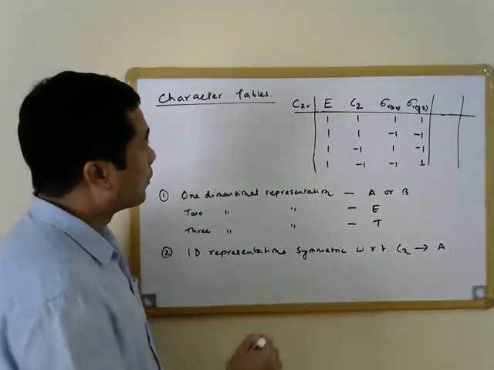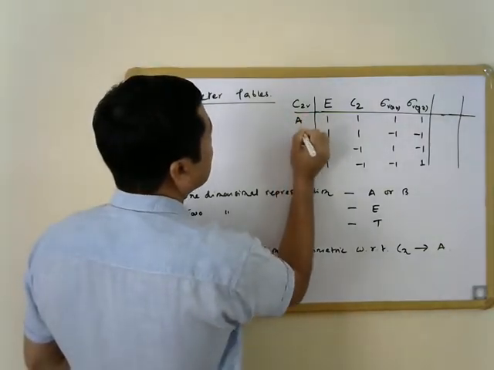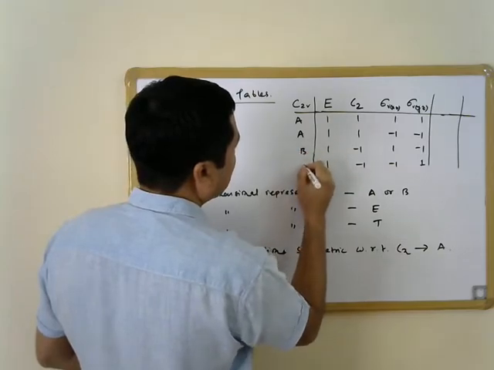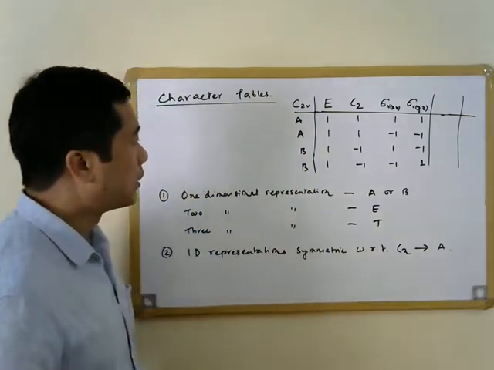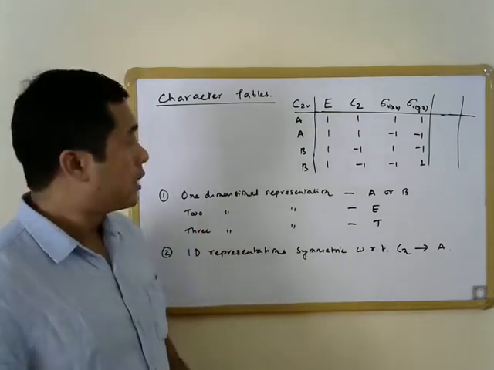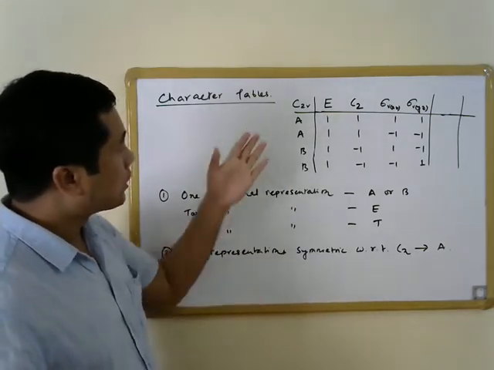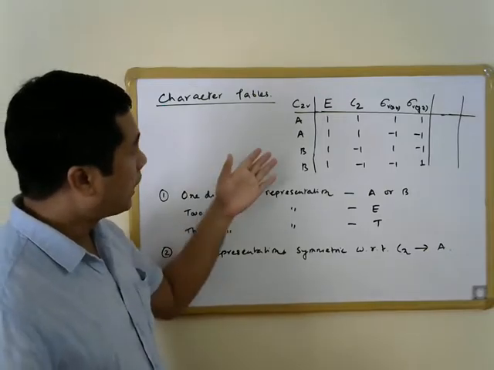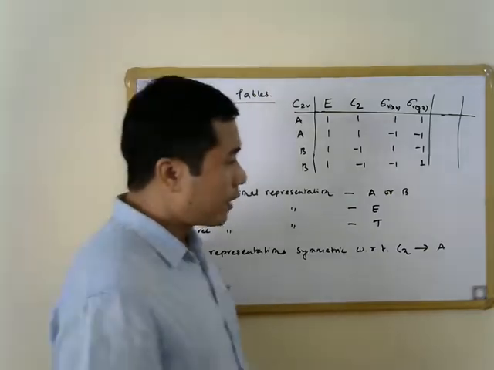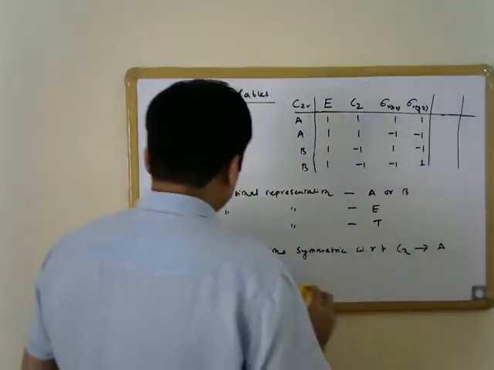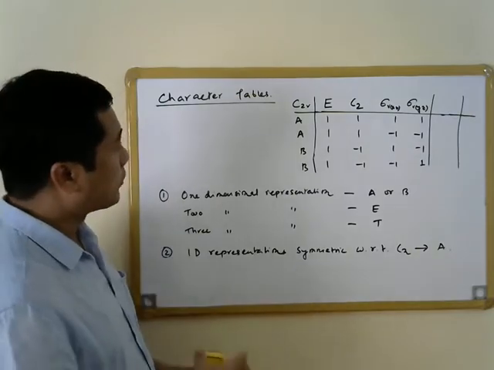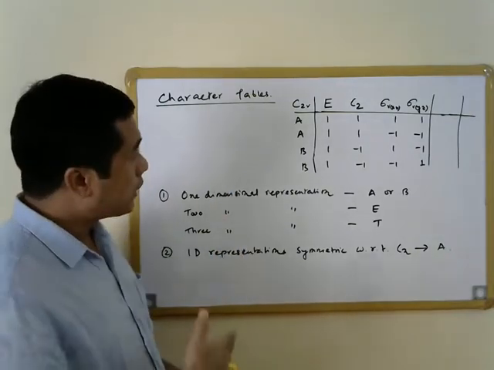So for the first two irreducible representations, we use the symbol A, and for the third and the fourth irreducible representations, we use the symbol capital B. Now we see that there are two representations with symbol A, and there are two representations with symbol B. So in order to distinguish between such representations which have the same symbols, we need another way to distinguish them.